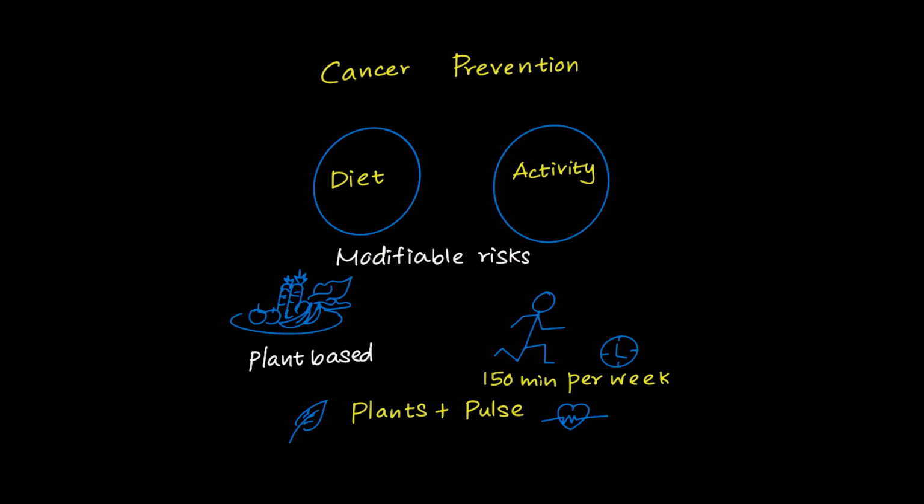Here's a D440 OA exam tip for you. When the question mentions ACS cancer prevention, pick the plant diet plus exercise option. Quick recall hook: plants and pulse. Eat plants, raise your pulse.